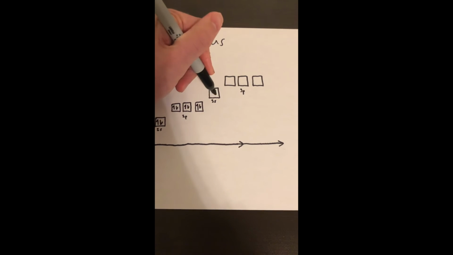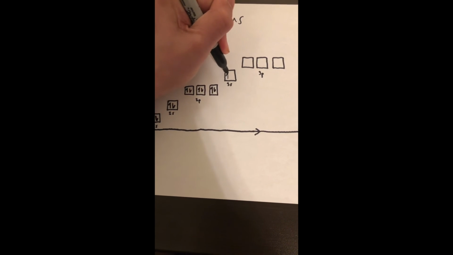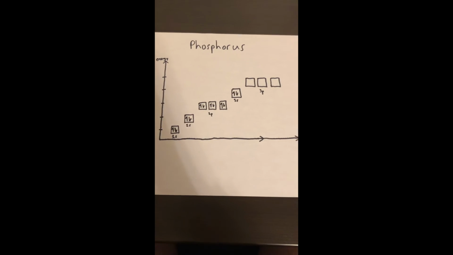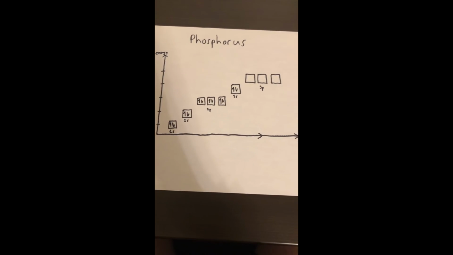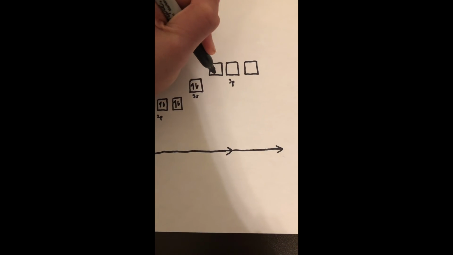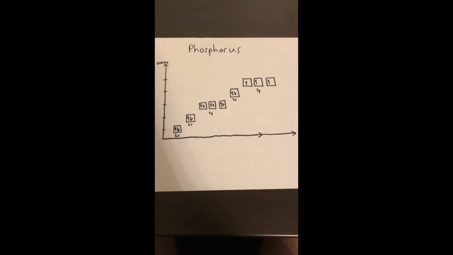So now we do the 3s orbital. It's the same thing as the 1s and the 2s orbital. Now we use the 3p orbital. It's a little bit different because we already have 12 electrons here, and phosphorus has 15 electrons. So in order to get to 15, we're just going to go 1, 2, and 3 to satisfy Hund's rule.